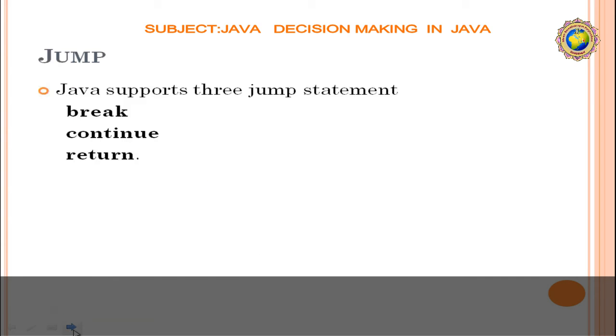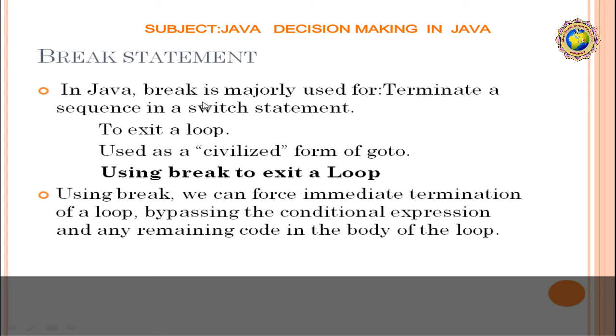So next, jump statement. As we discussed, the jump statement contains three parts: break, continue and return. The break statement in Java is majorly used to terminate a sequence of switch case statements. As we discussed, why are we using the break? To exit the loop, otherwise it will go into an infinite loop.